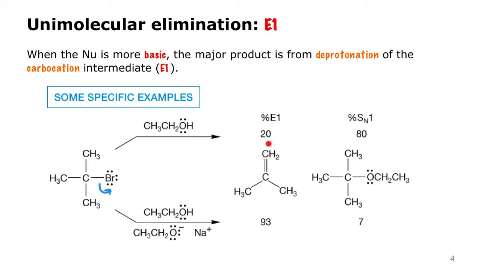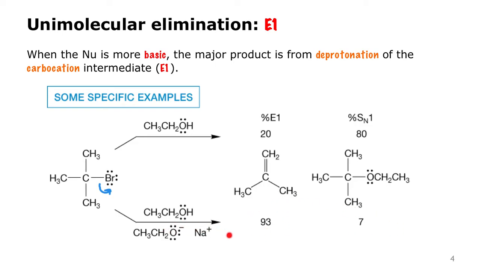And about 20% of that reaction mixture under those conditions is the alkene. If we add base to the ethanol and create a solution that is a mixture of sodium ethoxide in ethanol, sodium ethoxide is the conjugate base of ethanol, so we have some concentration of ethoxide in that solution, then we find the proportions of these two products shift dramatically and favor elimination.